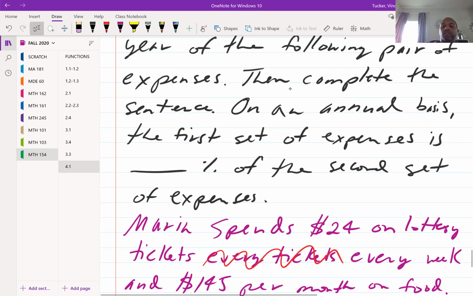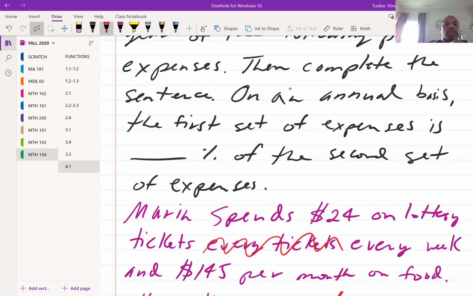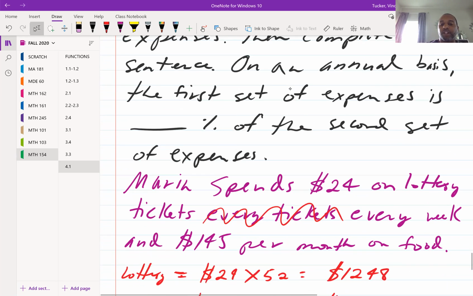All right, so I got caught up talking. That's what the mess up is. It says Maria spends $24 on lottery tickets every week and $145 per month on food. Like I said, one of the classmates was talking in the last class, trying to talk and write at the same time. So I scratched those 2 words out. But Maria spends $24 on lottery tickets every week and $145 per month on food.